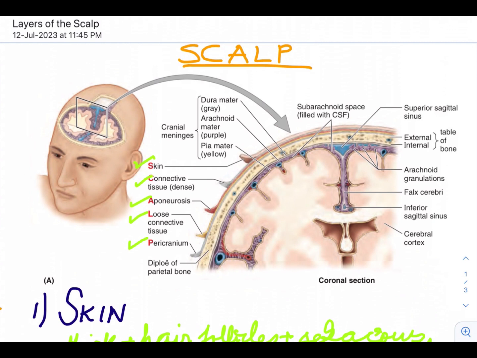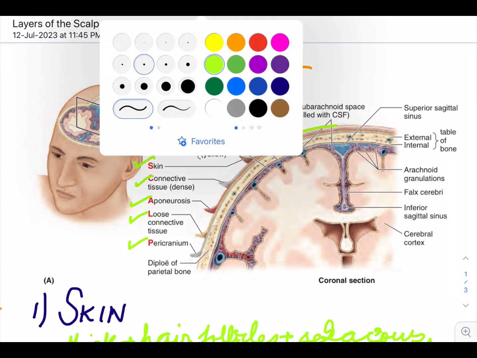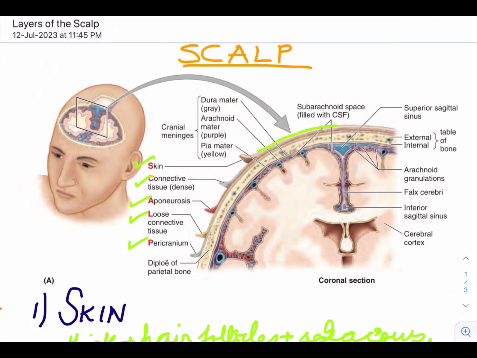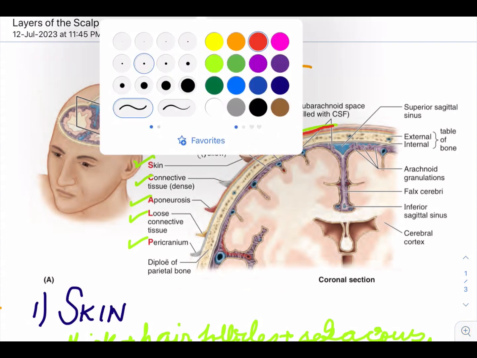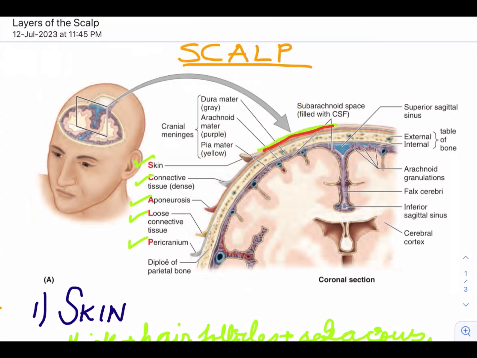Alright, so we have discussed in detail the 5 layers of the scalp. Let's take a look at the diagram one last time. So in the diagram, this green is the skin, and then this red shows the connective tissue.